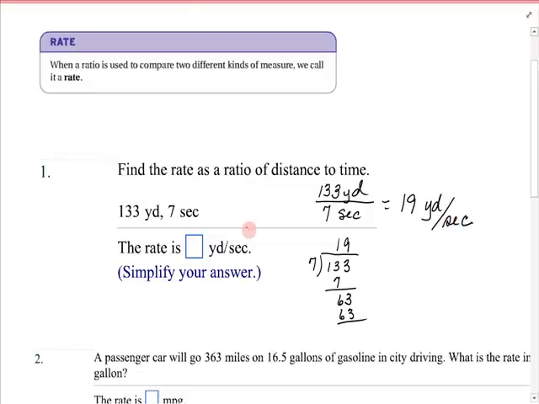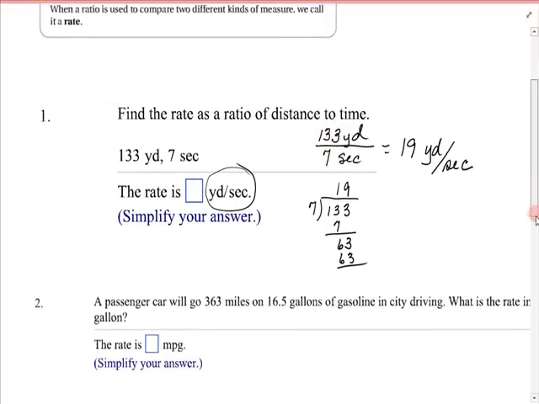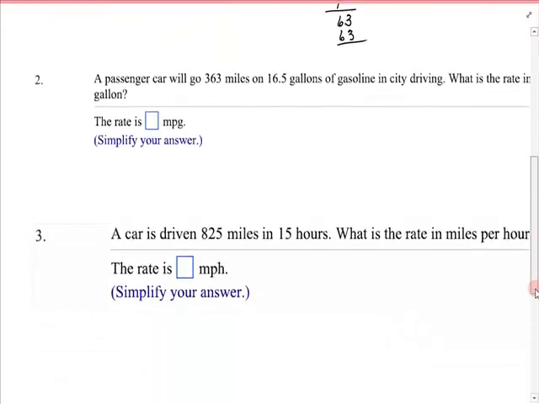Now, you don't have to write the yards per second because it's included in part of the answer sentence. You're going to put in the numerical value of 19. So you can expect in this lesson for the denominator to divide into the numerator evenly. Let's look at the next one.